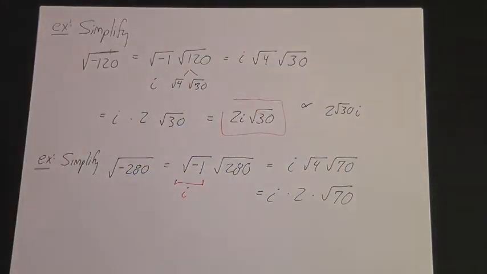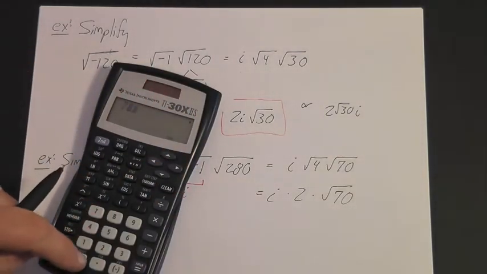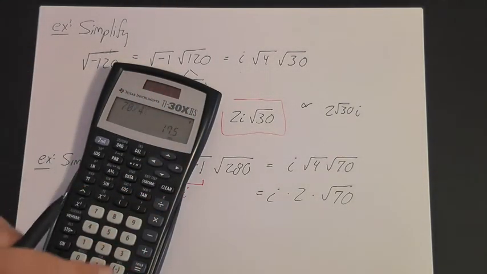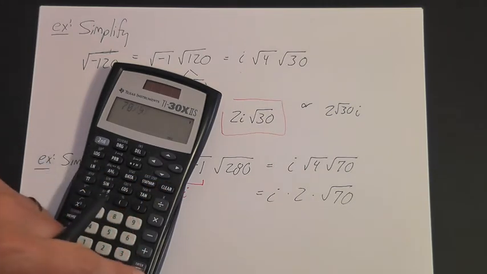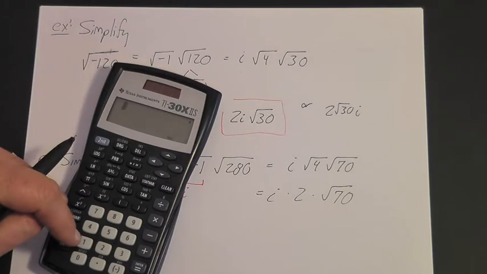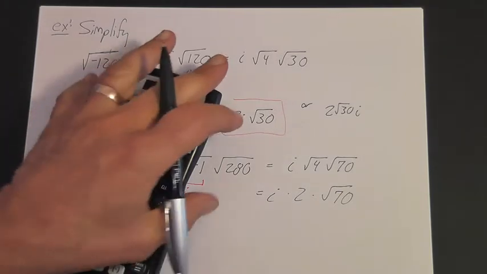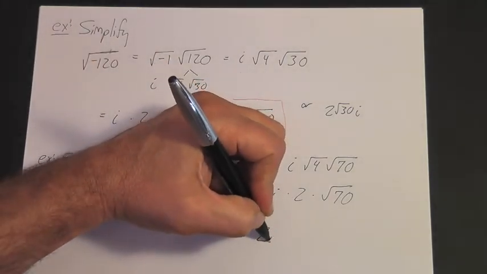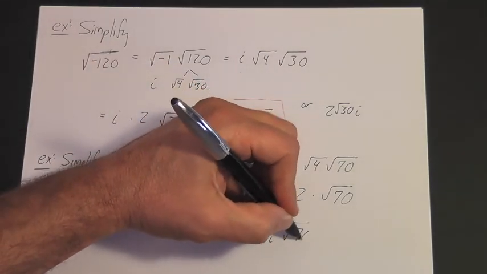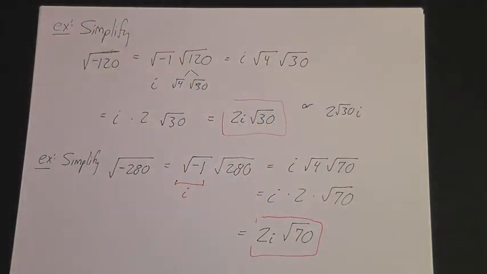Square root of 70, let's try to simplify that. We can try 4. 4 doesn't work. Let's try 9. 9 doesn't work. 36, no, 36 doesn't work. No, that's it. That's all that we're going to be able to do. So your answer is going to be 2i square root of 70. And that's how we simplify square roots with i.